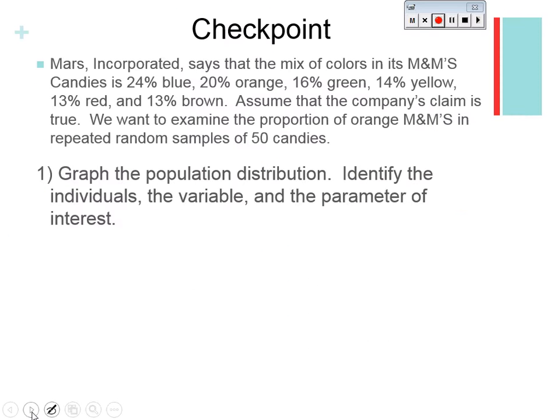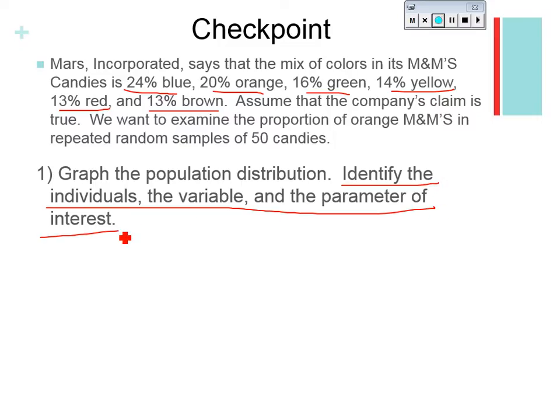So the question here says Mars says that the mix of colors in its M&M's candies is 24% blue, 20% orange, 16% green, 14% yellow, 13% red, and 13% brown. Assume that the company's claim is true. We want to examine the proportion of orange M&Ms in repeated samples of 50 candies. And the question says, what's the population distribution? And we're going to identify the individuals, the variable, and the parameter of interest here.